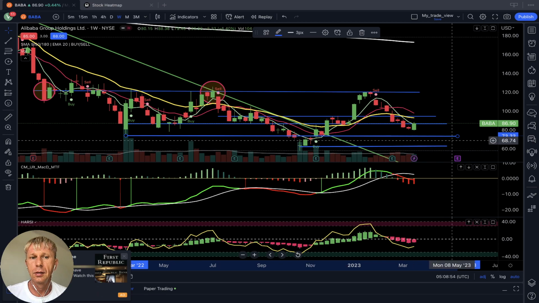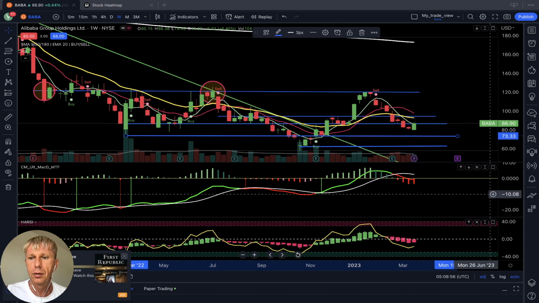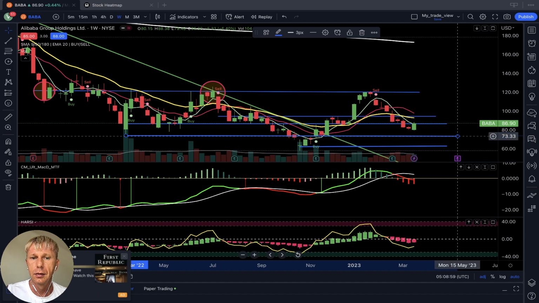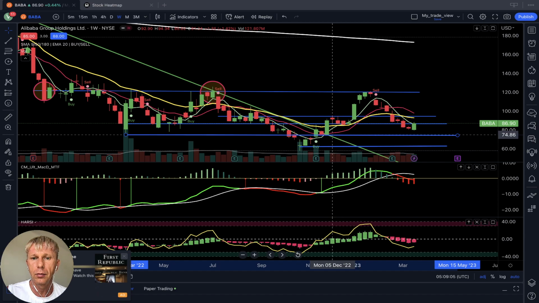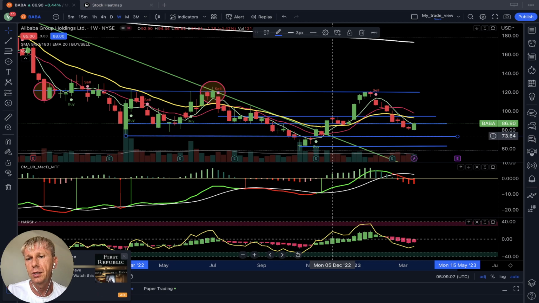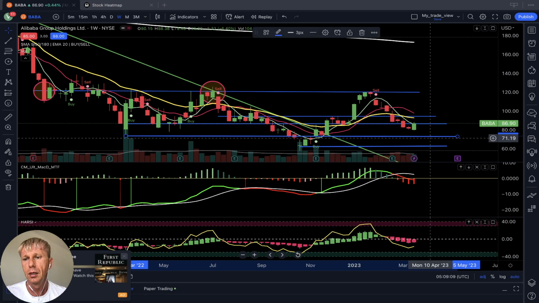Okay, next resistance around 73, 73, 74, something. This zone. This next support, I'm sorry, next support. Now it's the resistance, but next support around 74, 75.